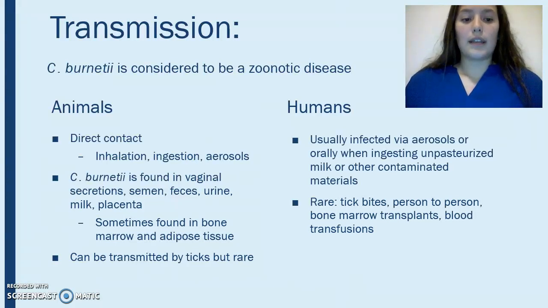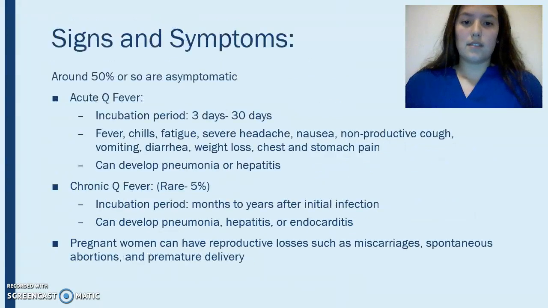The bacterium can also survive for prolonged periods of time in the environment, such as 7 to 10 months in wool and 120 days in dust. Some signs and symptoms: most people that have Q fever are asymptomatic. There are two types, acute and chronic. Acute is more likely, and it usually has a lot of flu-like symptoms, so fevers, chills, fatigue.